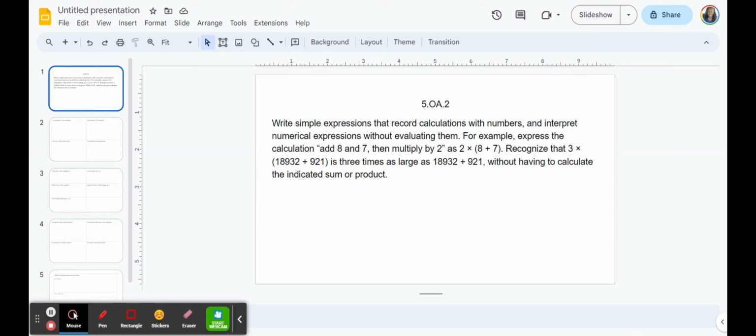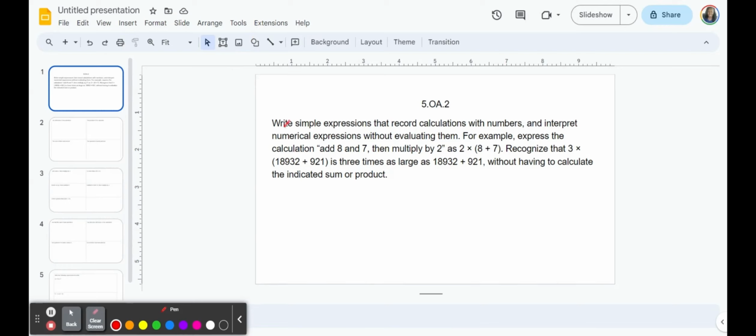Today we'll be talking about standard 5.OA.2. In this standard, I always start off my videos with identifying the verbs and what will be our key targets in each video. So in this particular video, we will be talking about expressions. So let's start out with this expression.